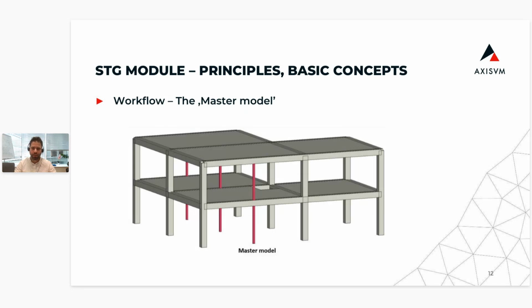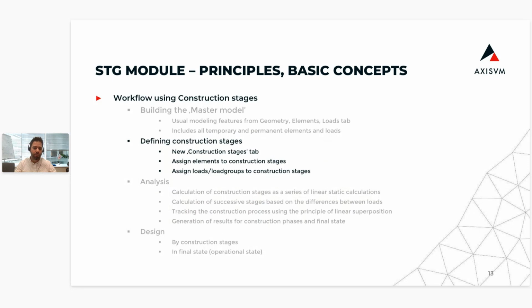So there is a reinforced concrete structure which includes columns, slabs, ribs, which are the final state of the structure, let's say. So this is present in the operational state of the structure, but there are also supporting parts, the steel supporting beams and columns as well, presented in this master model. This is what we build first, and then we need to define the construction stages.